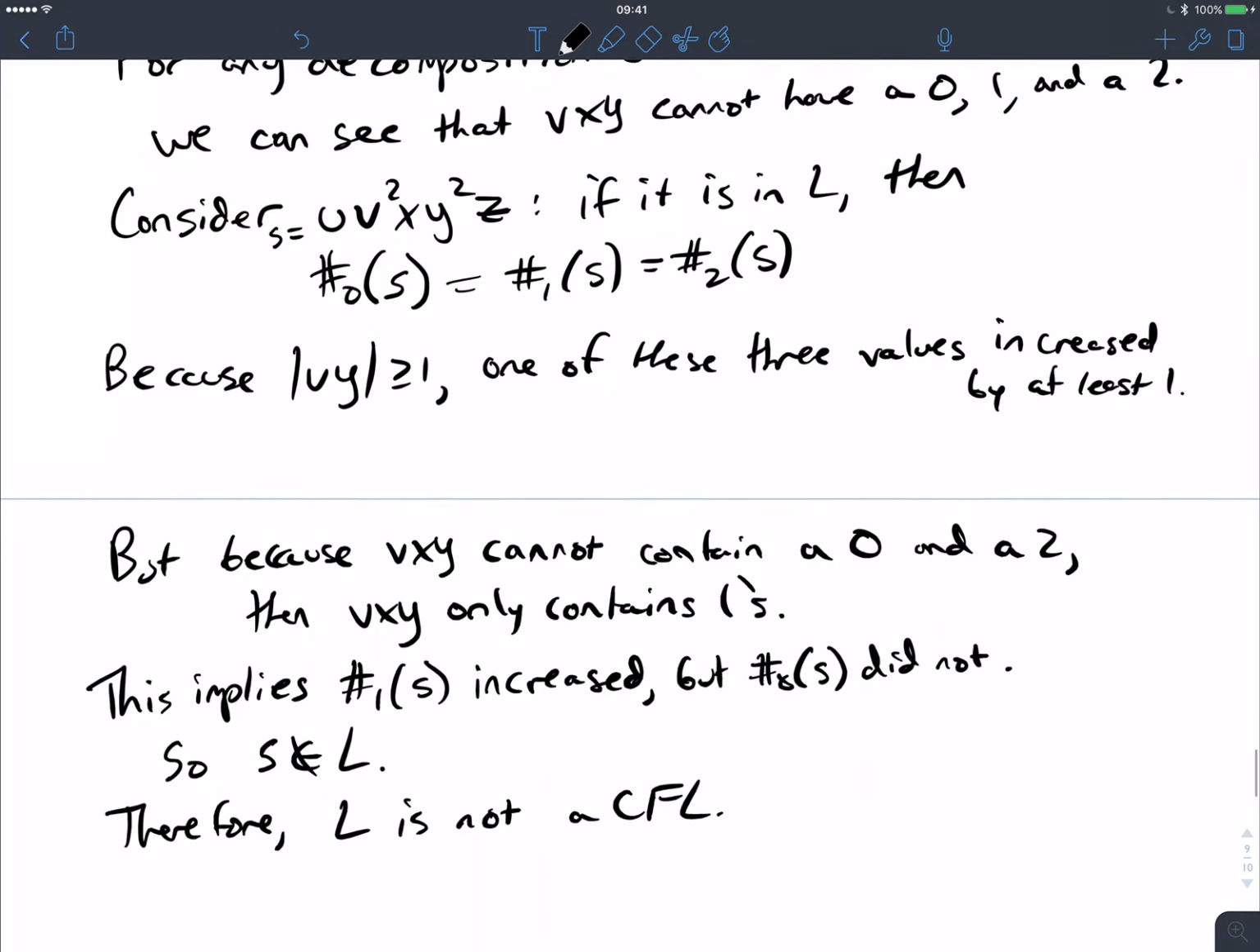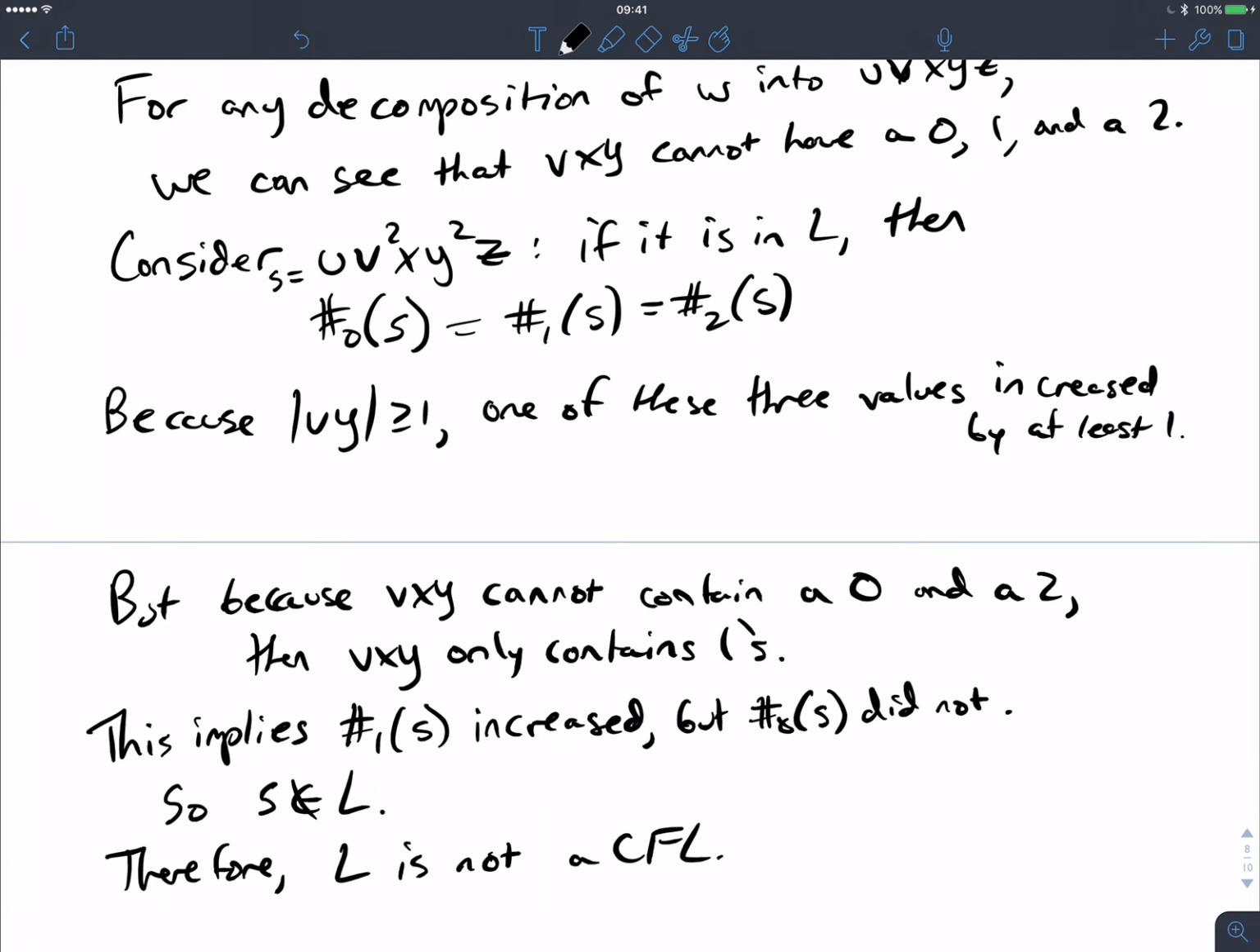Into those 5 parts. So let's recap. I handled every decomposition here, and I said, well, what if you pumped up? Well, the only way you could have stayed in the language is, among other things, if it has the same number of 0s, 1s, and 2s.